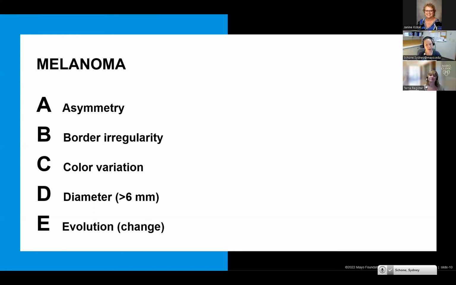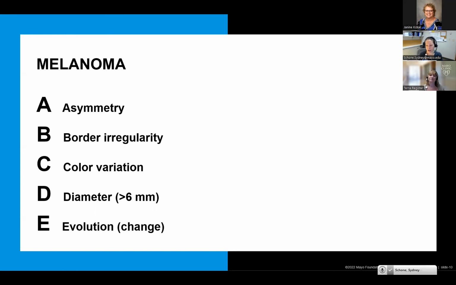C is color variation. This means you have a mole that is 3 or more colors, and they can be shades of red, blue, black, gray, or white. When we're looking at diameter, you are looking at moles that are larger than 6 millimeters, which would be over half of your pinky width. And then evolution, looking at lesions that have changed in size, shape, color, or even a new lesion.